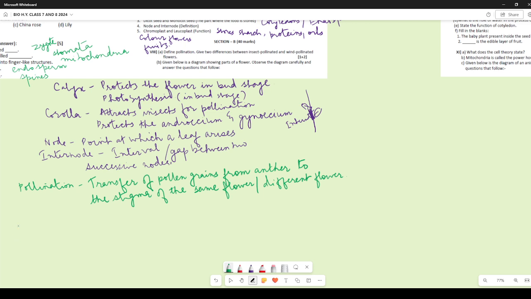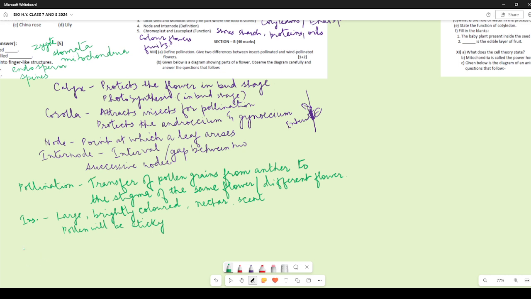So insect pollinated flowers, I am just writing it in short form. Insect pollinated flowers will be large, right? They will be brightly colored because they have to attract insects, right? So they will be large, brightly colored, they will produce nectar, they will produce scent. Okay, so their pollen will be sticky because it has to stick to the body of the insects, right?